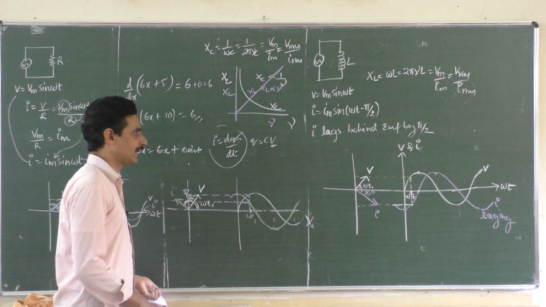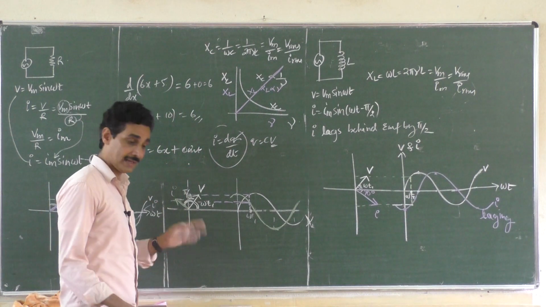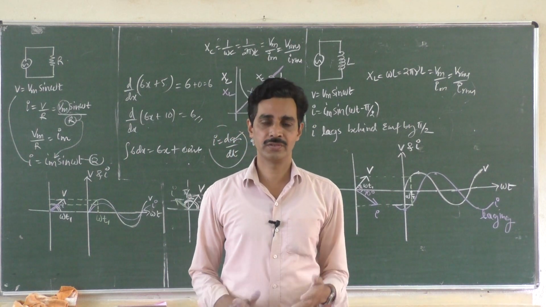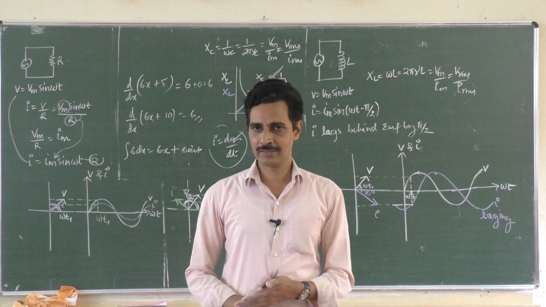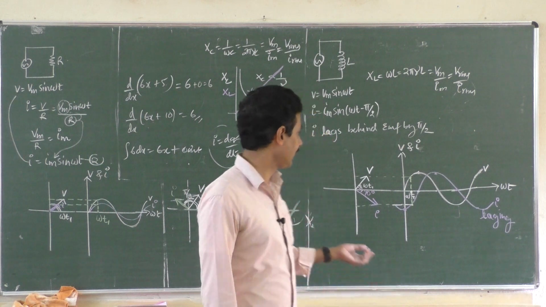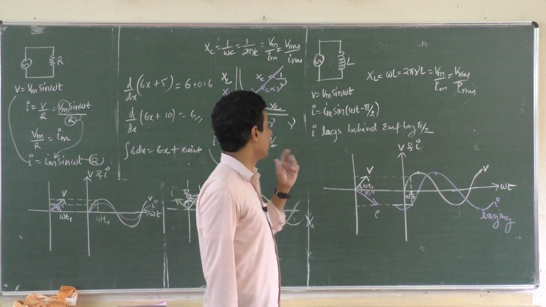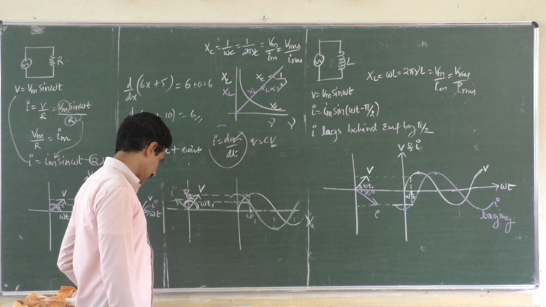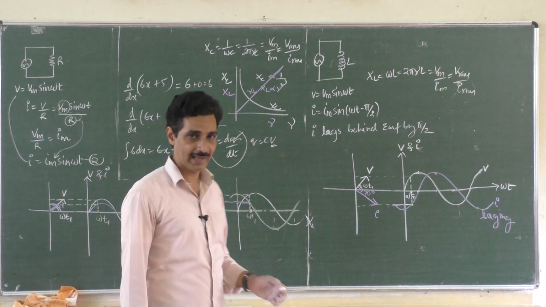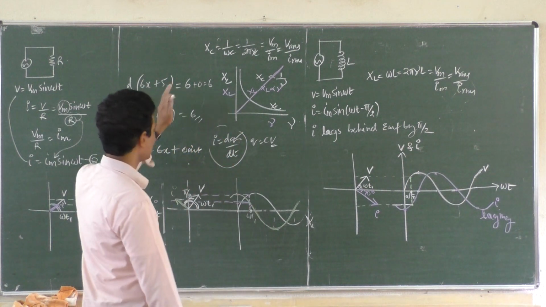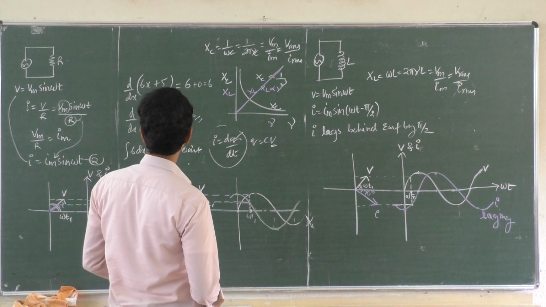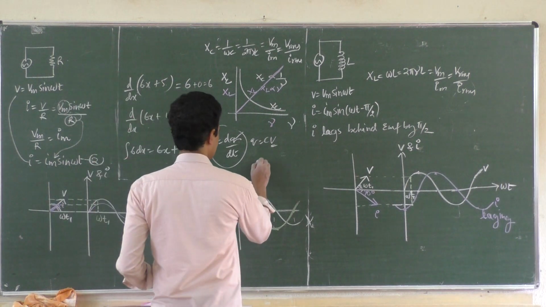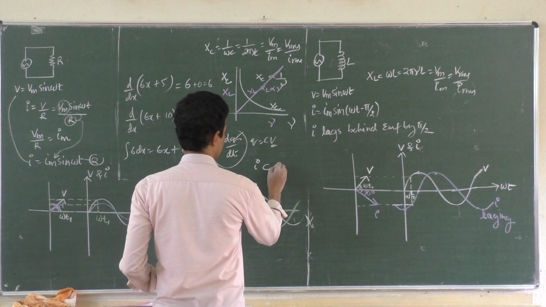So in a purely inductive circuit, current lags behind, voltage leads. The inductor offers opposition to the flow of current, and that is called inductive reactance. Inductive reactance is directly proportional to the frequency of AC, whereas capacitive reactance is inversely proportional to the frequency of AC. You can remember it like this: in which circuit which lags and which leads. In a purely capacitive circuit, current leads and EMF lags.